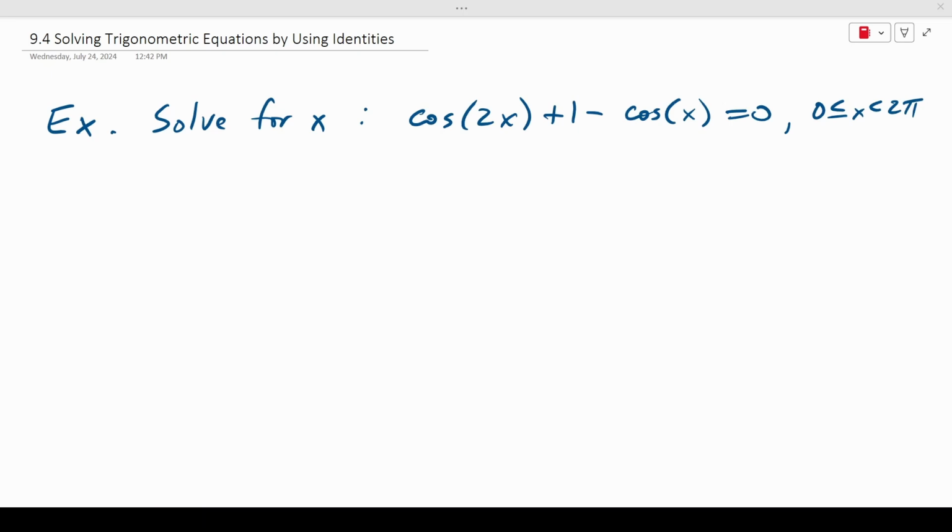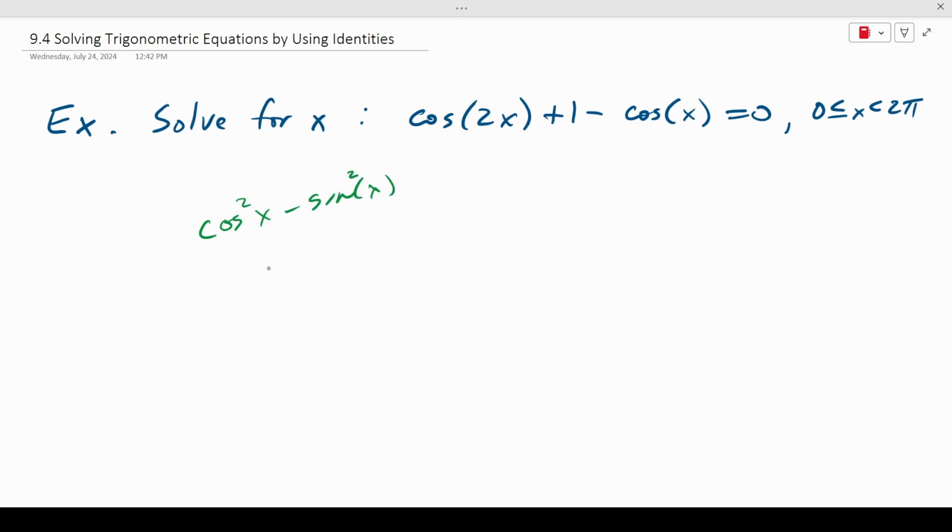So here's an example. We're going to solve for x. We have cosine of 2x plus 1 minus cosine of x equals 0. Notice that double angle jumping out at us. So I'm thinking double angle identity immediately. And before I even start going too far, I'm immediately scanning my mind. What are my options? I have cosine x squared minus sine x squared.